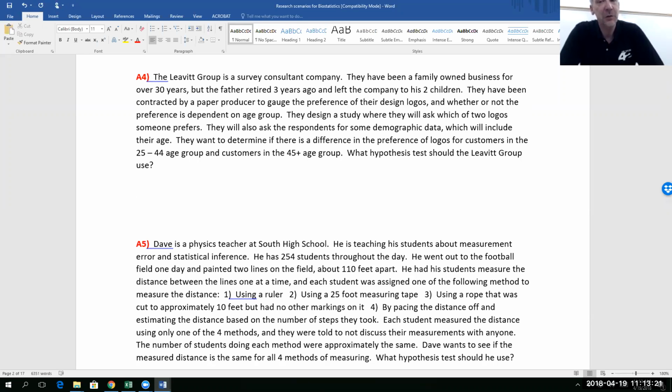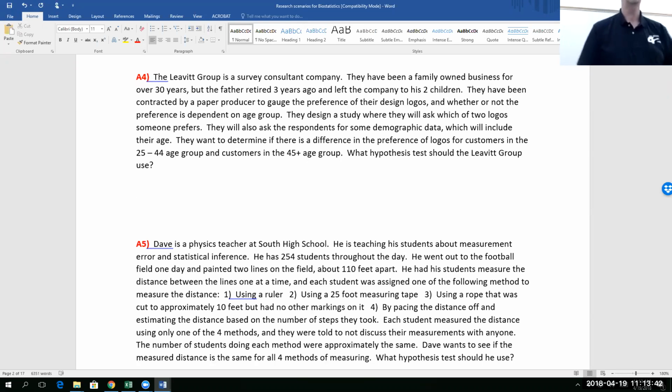They design a study where they will ask which of 2 logos someone prefers. They will also ask respondents some demographic data, which will include their age. They want to determine if there is a significant difference in the preference of logos for customers in the 25 to 44 age group as the customers in the 45 plus age group. Which hypothesis test should they use?